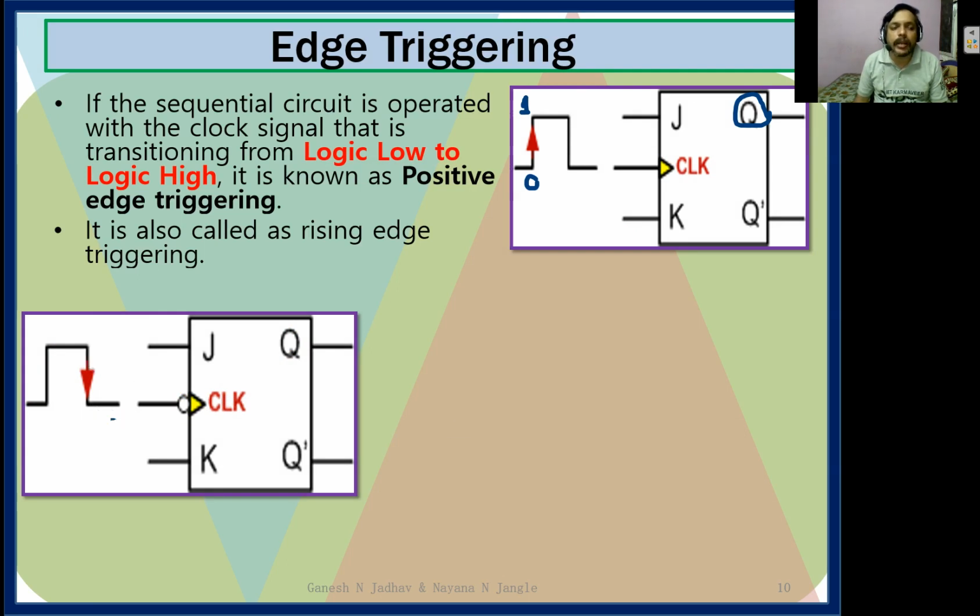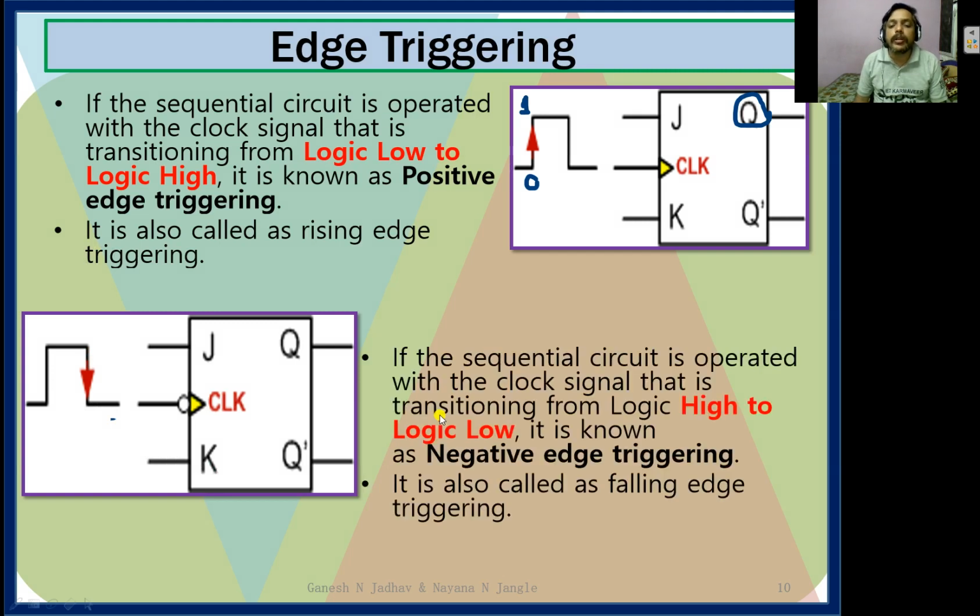So let us define what negative edge triggering is. If the sequential circuit is operated with the clock signal transition from logic high to logic low, then it is called negative edge triggering. It is also called the falling edge. This is a rising edge because it's changing from 0 to 1, and here it is from 1 to 0. It is called falling edge triggering. Okay, so these are the types of clock pulses and triggering.